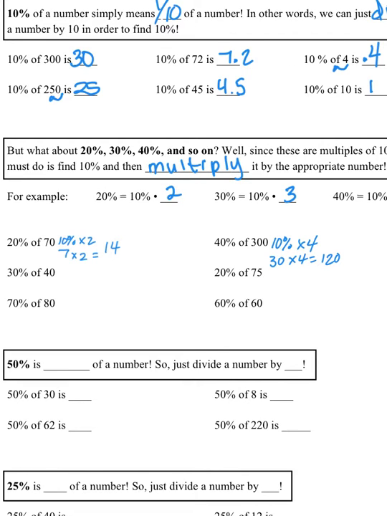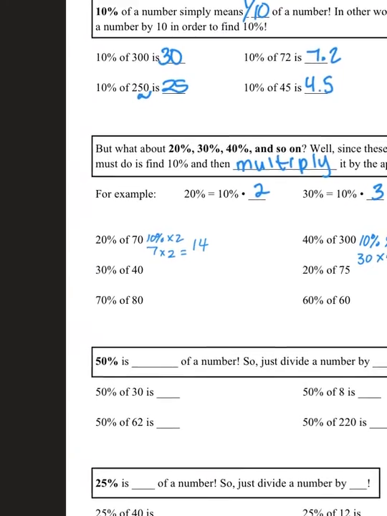Notice that 40% is close to 50%, right? Which is half. And half of 300 is 150. So that makes sense for 40% to be 120. Use that reasonableness to see if this makes sense or not.